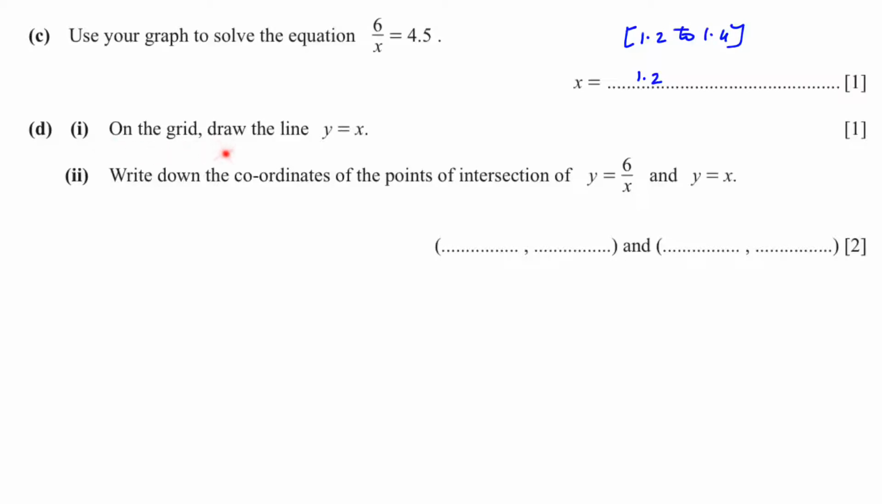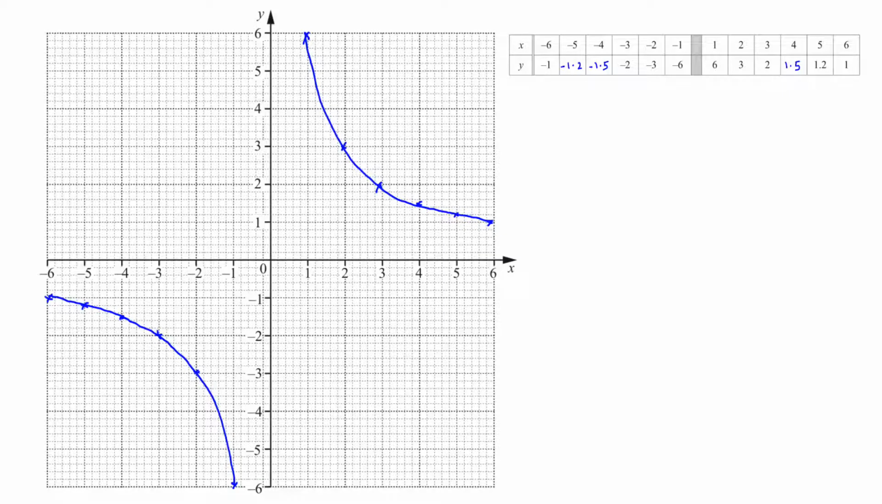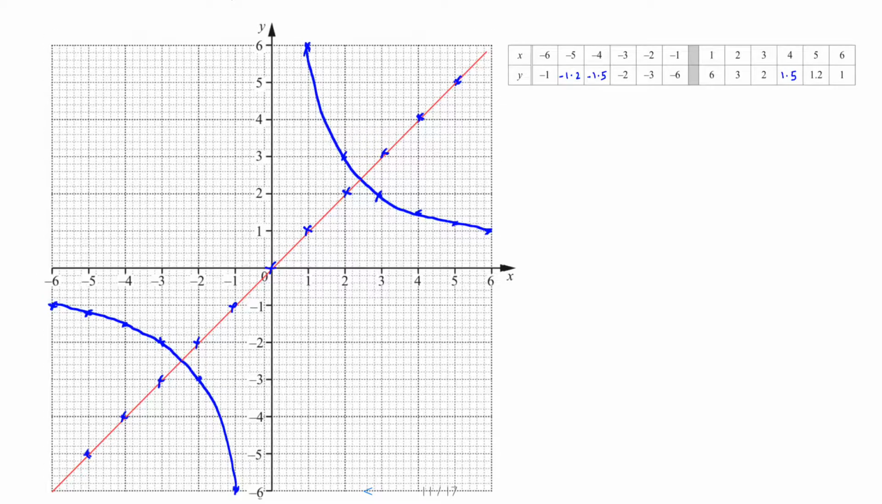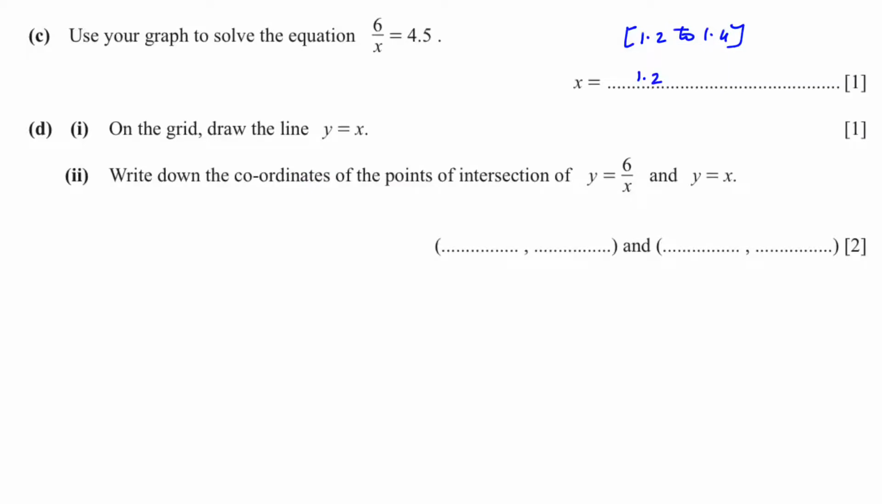D1. On the grid, draw the line y is equal to x. It means when x is 1, y is 1. When x is negative 1, y is negative 1. We will plot that. So when x is 1, y is 1. When x is 2, this is the line that we need to draw. This is how the line y is equal to x will look like.